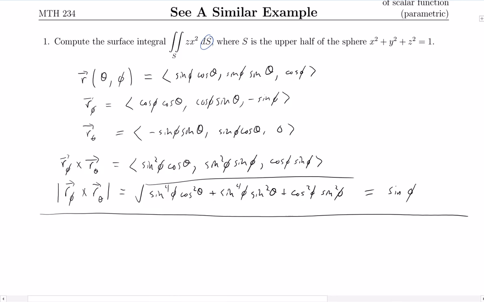So now that we have all that, we can actually compute the integral now. First, I should have put the bounds on this parameterization. Since it's the top half of the sphere, theta goes all the way around, but phi only goes halfway, so it goes to pi over 2.